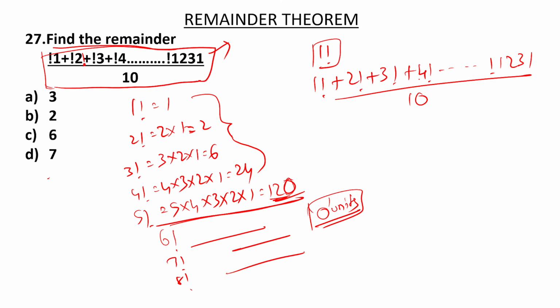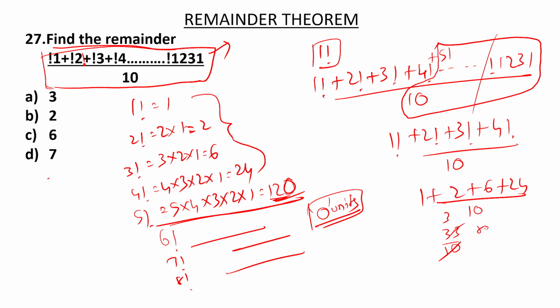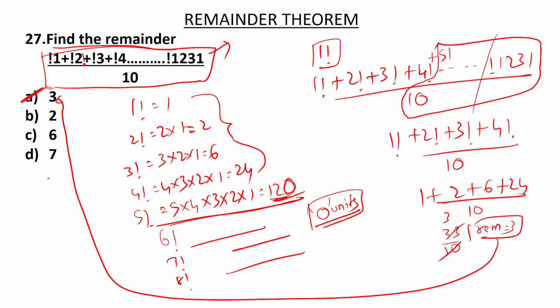So from 5 factorial onwards, everything gets cancelled here. If we were to separate it entirely, everything gets cancelled, and all we are left with is 4 factorial by 10. So as you all know, 1 plus 2 plus 6 plus 24 will give the value of 33 by 10. 10 threes are 30 and the remainder left is 3. Our final value is 3. That's how you do the sum. I hope you understand it.